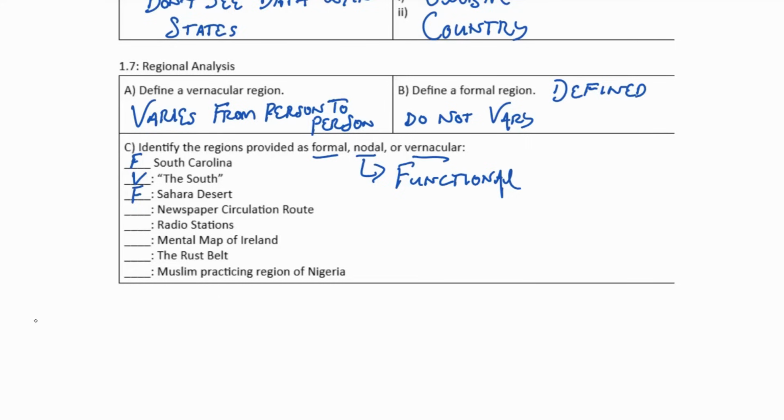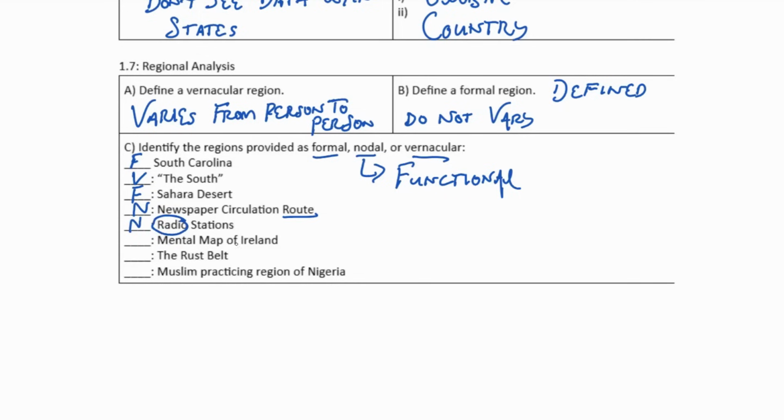Then we have a newspaper circulation route. Anytime of these routes, they're going to be nodal regions, functional regions, because they're all surrounding a node, this particular node being the newspaper. And so they're all in a particular area, they're all receiving the same product, they're all connected by that same thing. And that makes it a nodal region. Same thing with a radio station. A particular area has access to a radio station. Once you leave that area, you don't have access to the radio station, you just hear static. And that's a nodal region. The function is the radio.